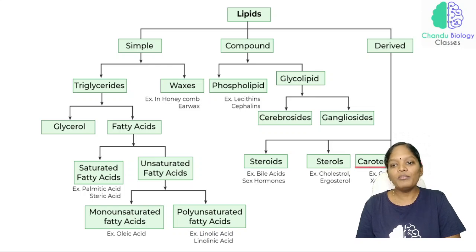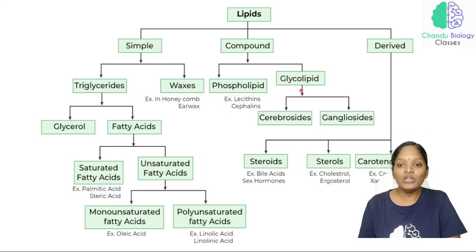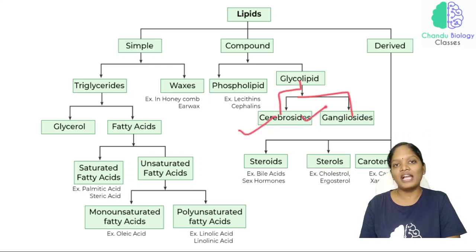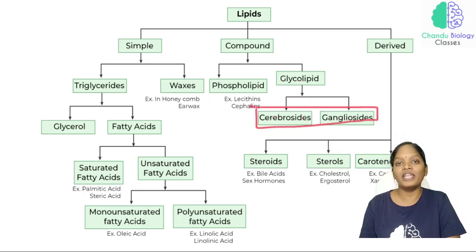Now another important compound is the carotenoids. Carotenoids are pigments, and examples of carotenoid pigments are beta carotene and xanthophylls. All these come under the carotenoids. The examples for the phospholipid are lecithins and cephalins. In the glycolipid, glyco, which means carbohydrate, is associated with the lipid, and this glycolipid is further classified into cerebrosides and gangliosides, which play a major role in the brain.